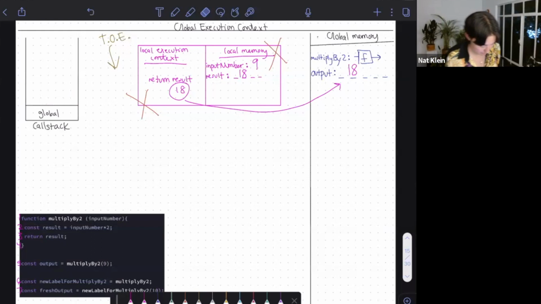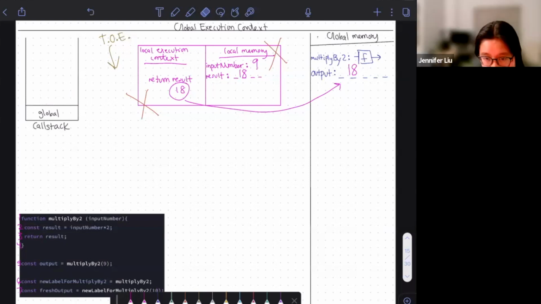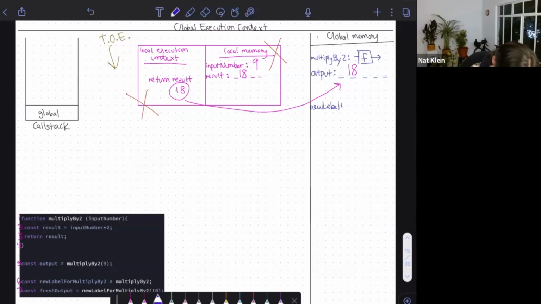Awesome. Alrighty, so very cool. We just finished completing what line 5 was asking us to do. Jennifer, let's do line 6. What's going on line 6? We're gonna declare a constant called new label for multiply by 2, and we're assigning it to the label multiply by 2. So here, yes, we have multiply by 2, which you're correct, is a function label.